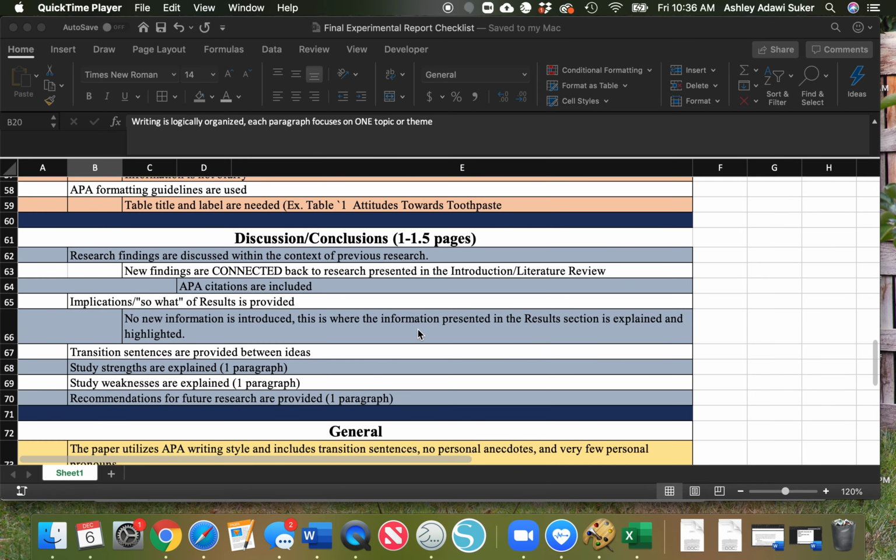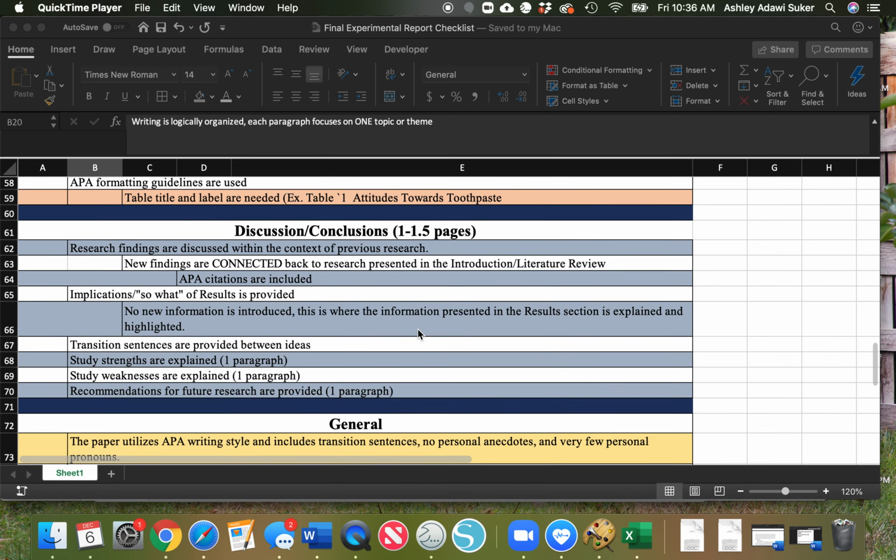The discussion section is your so what. This is what you need to include. Your research findings are discussed within the context of previous research. By previous research, I mean within the context of your lit review. You are going to refer back and cite the same sources discussed in your lit review. This section will include citations. If you would like full credit, it will.